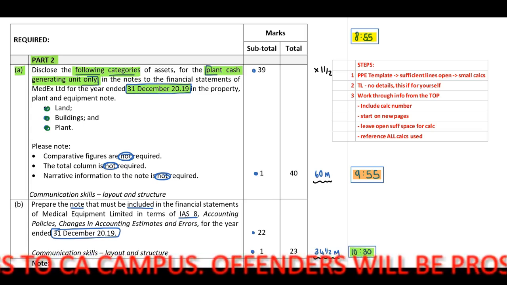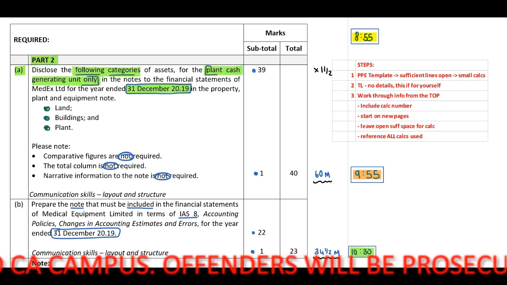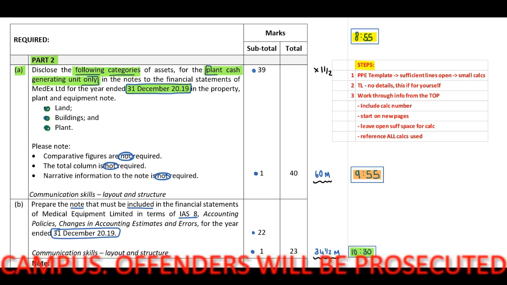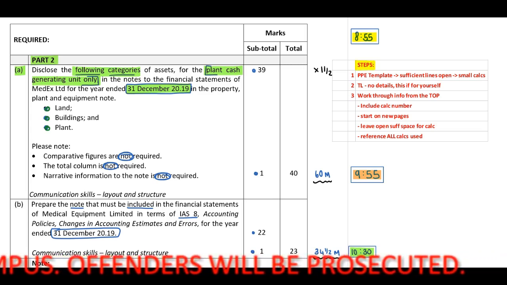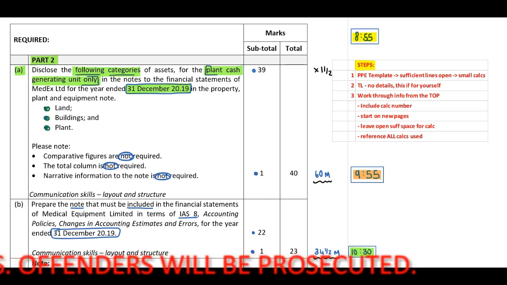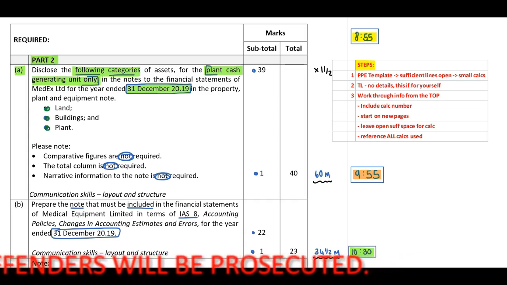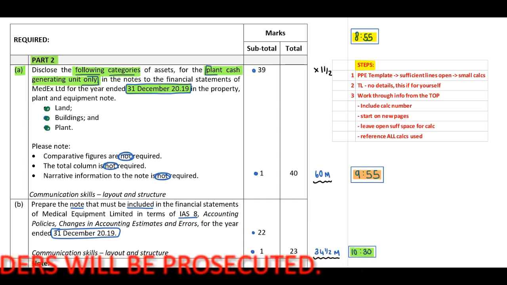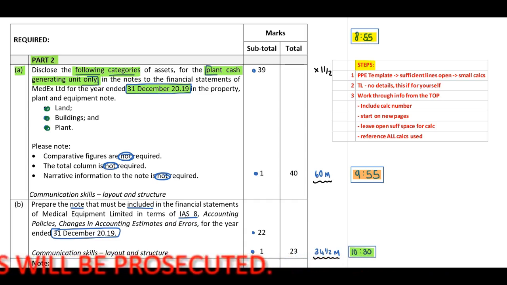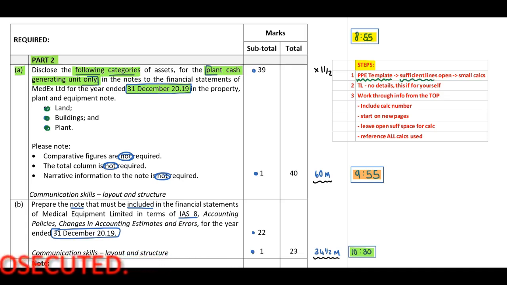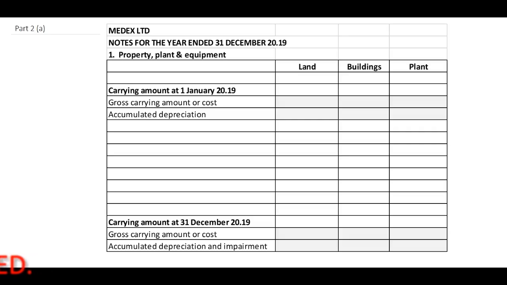On the right side, I've included steps. Now, please, guys, don't write out these steps. If you do, make use of abbreviations, 1, 2, 3, for you to be able to follow. Remember, this is part of your workings. Okay, my first step will be, I will include my PPE template. You need to leave sufficient lines open to include smaller calculations. Therefore, on a new page, indicate to your marker that this is your Part 2A.